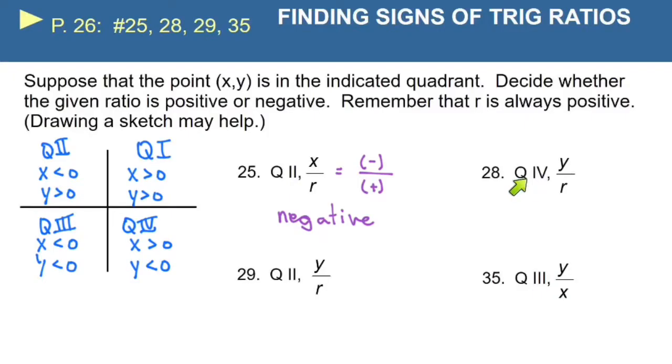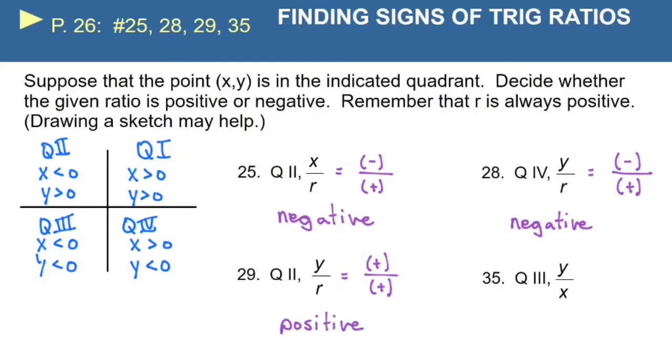The next one asks us about quadrant 4. So it says for quadrant 4, will y over r be positive or negative? So we look at quadrant 4, and in quadrant 4, all the y's are negative, and of course r is positive. So y over r would be a negative divided by a positive, which again is negative. The next one says in quadrant 2, look at the ratio y over r. So in quadrant 2 again, this time we're thinking about y over r. So y would be positive, r of course is positive, and positive divided by positive is positive.